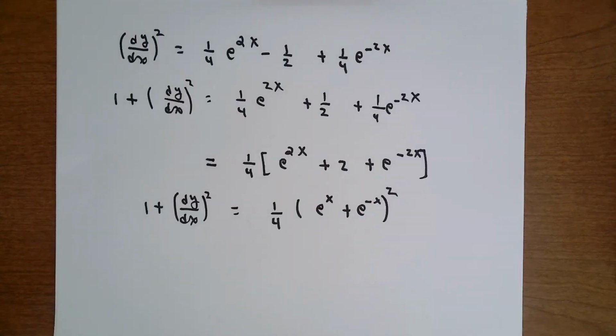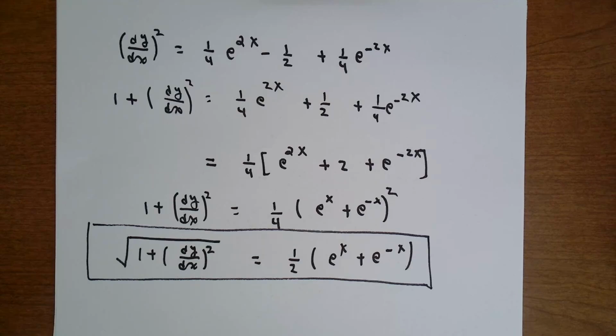I'm going to take the principal square root of both sides, which is never negative. E to the x and e to the minus x are also never negative. There is no worry about absolute value signs here. Unlikely though it may seem, the square root of 1 plus dy dx squared actually works out to be something reasonably nice. We do know how to integrate e to the x and e to the negative x, so we should be able to do our arc length problem now.